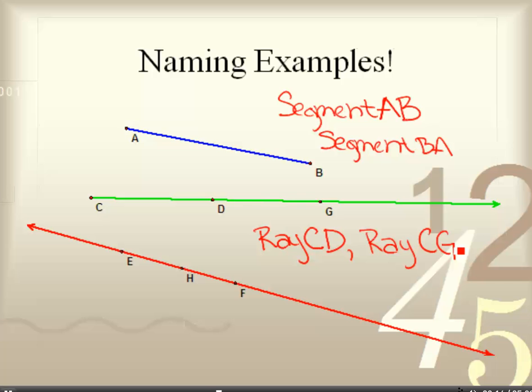Unlike segments, the order here is very important. We must call it ray CD. We cannot call this ray DC.